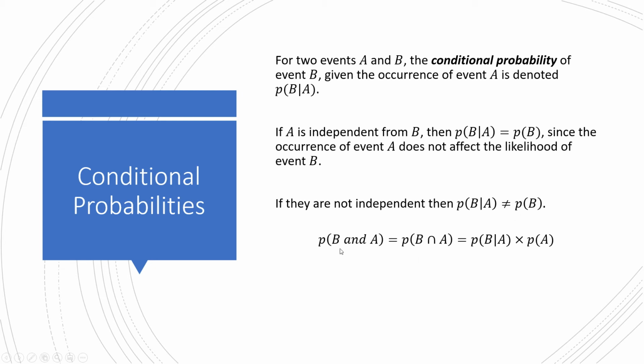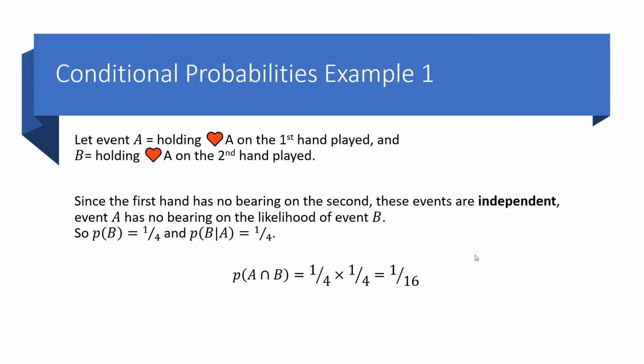So the probability of both B and A happening, we use this symbol. This is the intersection symbol, or the cap symbol, which means and. So it's the probability that A happens multiplied by the probability that B happens given that A has happened. And there'll be an example of this on the next slide.